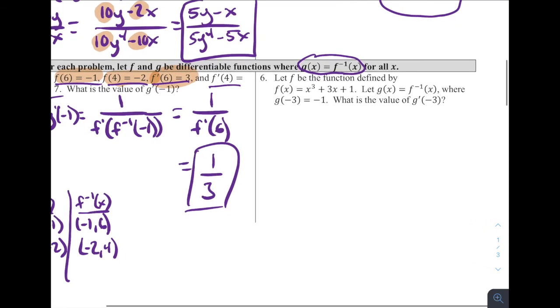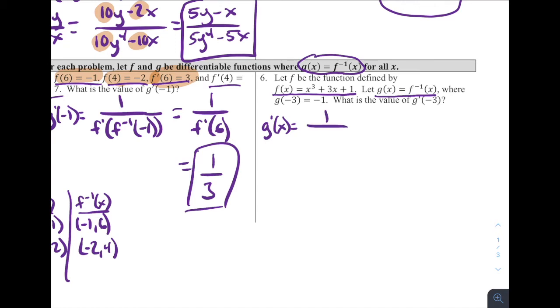Number 6, let f be the function defined by f of x is equal to this given function. G of x is equal to f inverse, where g of -3 is equal to -1. What is the value of g prime of -3? Okay. So if we're trying to find g prime of -3, again, we know that g prime of x is going to be equal to 1 over f prime of f inverse of x.